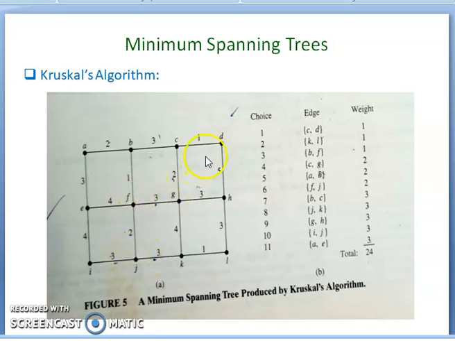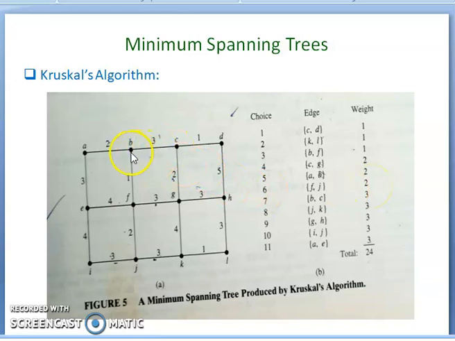That means what are the edges you considered? 1, 2, 3, 4, 5 and 6. Here this one and this one and this one. There is no simple circuit up to here. And the next weight is 3.